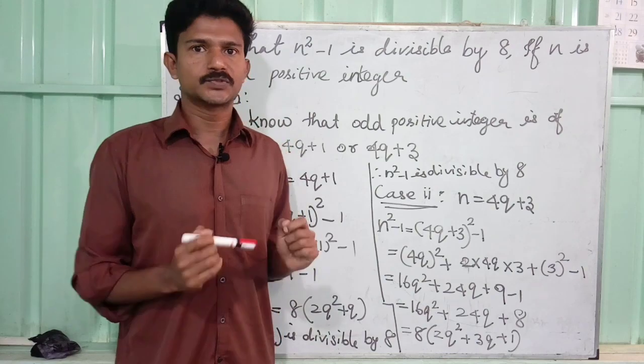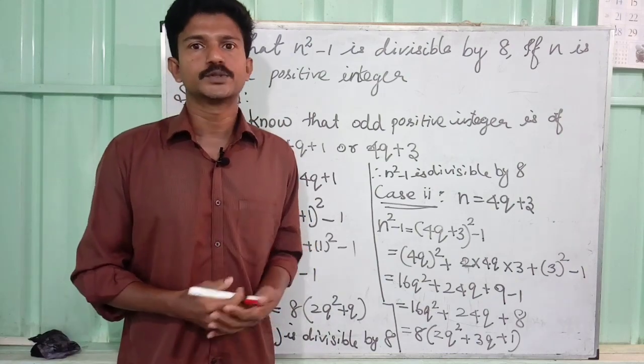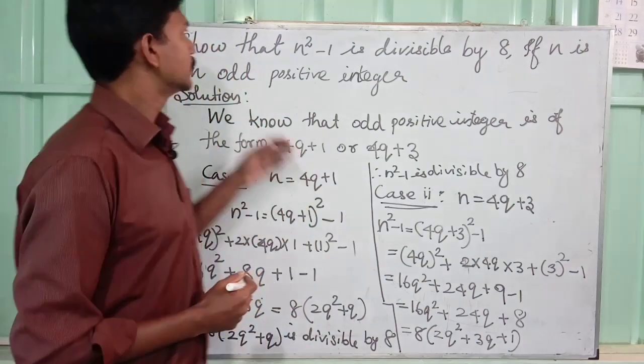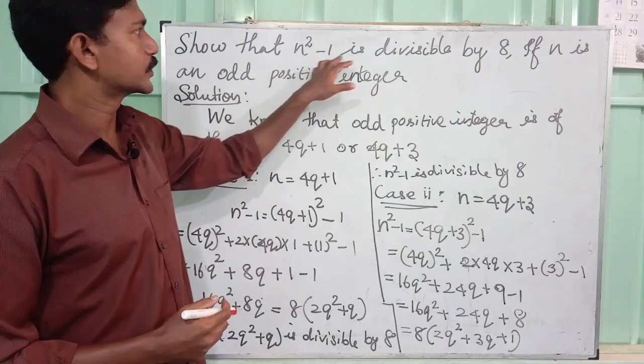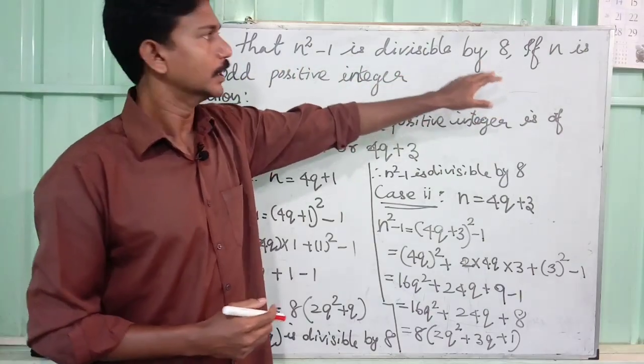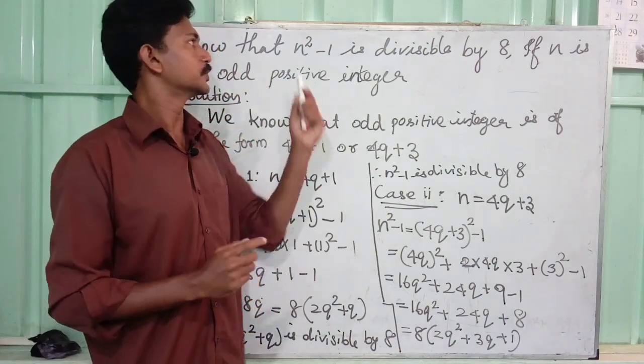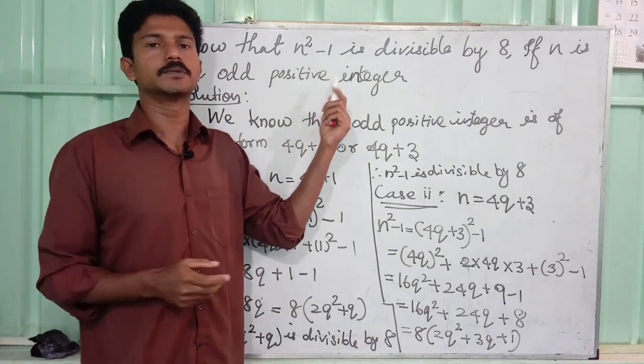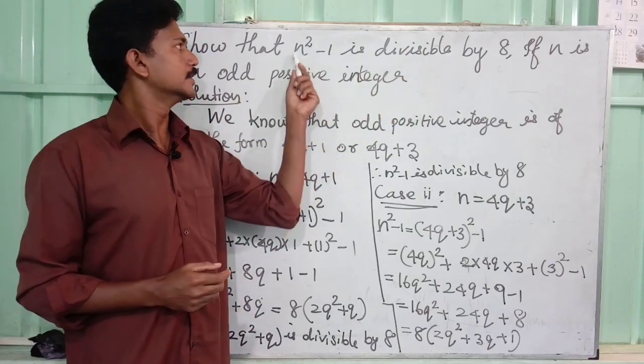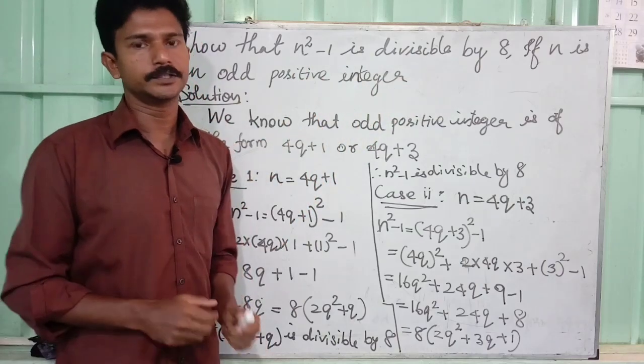Hello students, in this video we are going to see another problem based on Euclid division lemma. Show that n square minus 1 is divisible by 8 if n is an odd positive integer. We have to show that n square minus 1 is divisible by 8 where n is an odd positive integer.